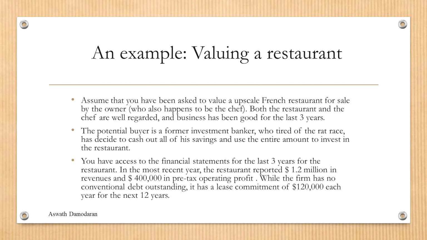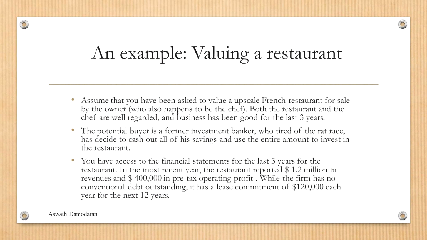Now you have access to financial statements for the last year, and in the most recent year, the restaurant reported $1.2 million in revenue and $400,000 in pre-tax operating profit. While the firm has no conventional debt outstanding, it has a lease commitment of $120,000 each year for the next 4 years. So this restaurant actually rents a place for the operation, and the annual rent is $120,000. Those are the basic accounting information that you get before you do serious valuation work on this restaurant.